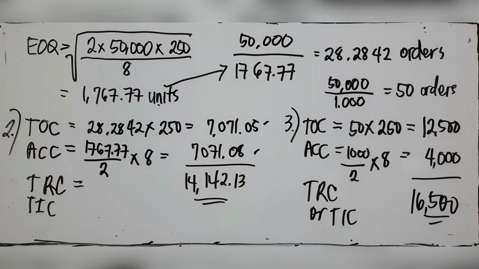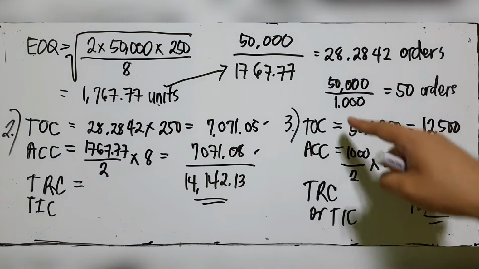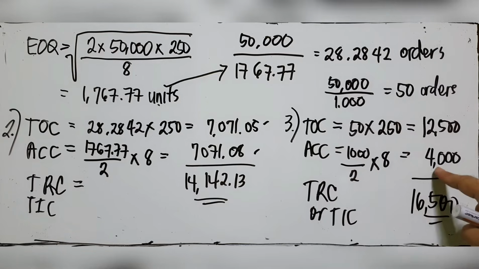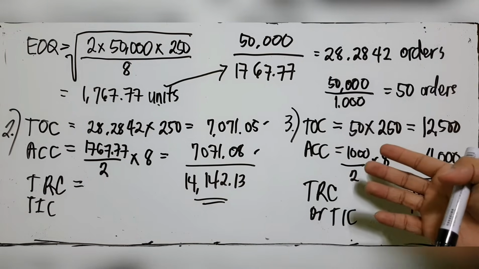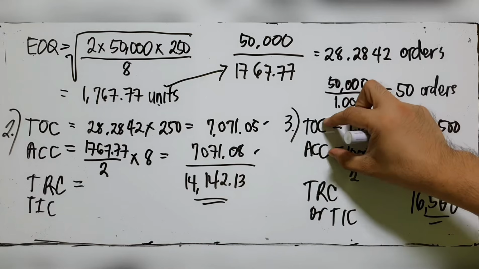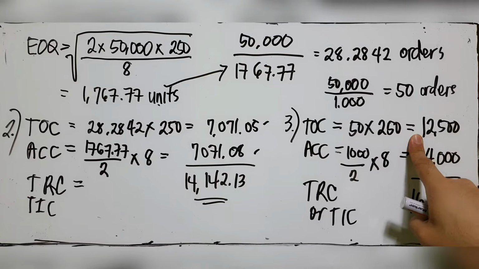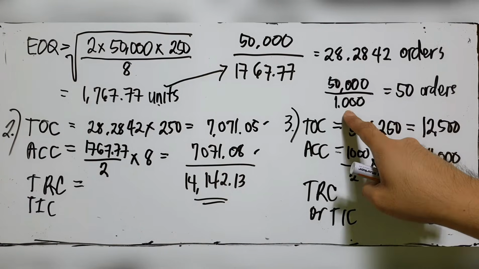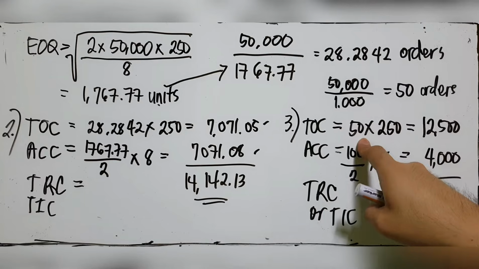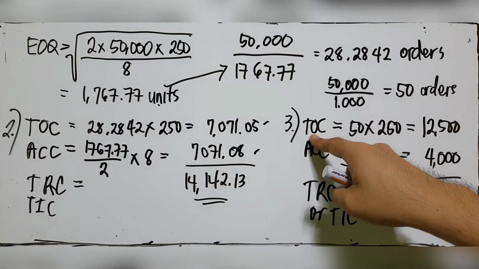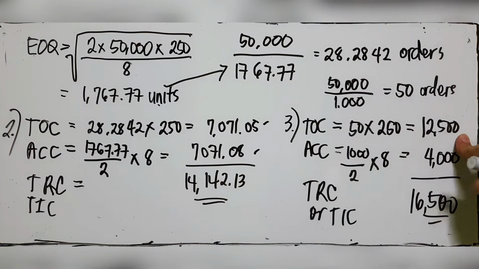So pag tinignan natin, lalaki lang yung ating total relevant or total inventory cost if we do not follow the EOQ. Ang ginawa natin, binabaan yung orders para bumaba yung carrying cost. From 7,000 naging 4,000. Pero tulad ng napag-usapan natin kanina, there is trade-off between dito sa dalawa na to. Bumaba to pero tsak natataas yung kabila. So, decreasing the size of your order will increase the total ordering cost. Why? Because that would mean more orders. So more orders, more ordering cost. And that is 12,500.